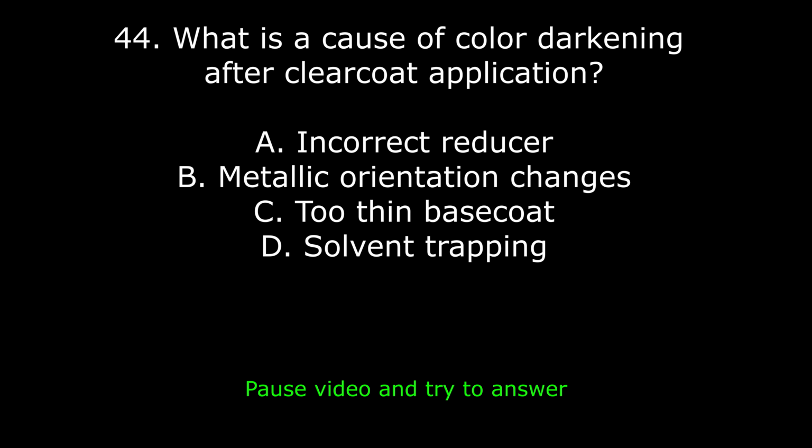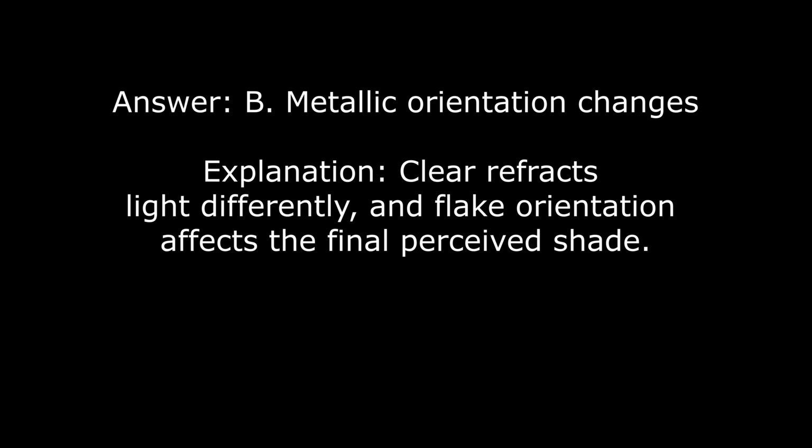44. What is a cause of color darkening after clear coat application? A. Incorrect reducer. B. Metallic orientation changes. C. Too thin base coat. D. Solvent trapping. Answer B. Metallic orientation changes. Explanation. Clear refracts light differently, and flake orientation affects the final perceived shade.